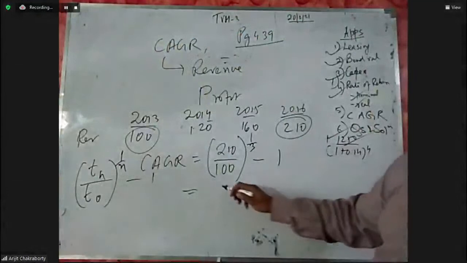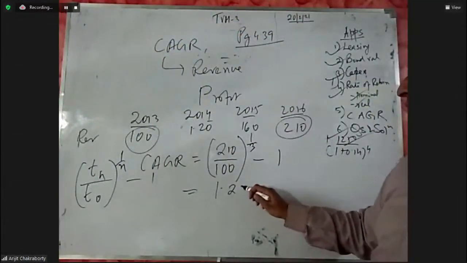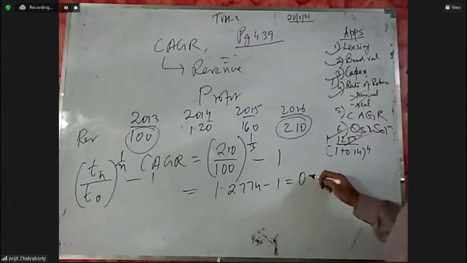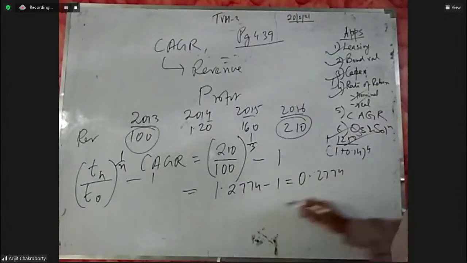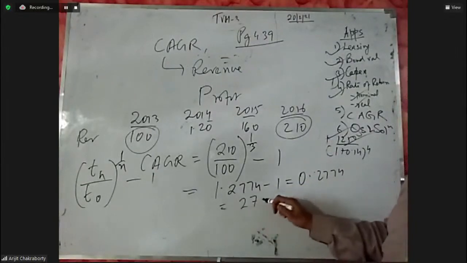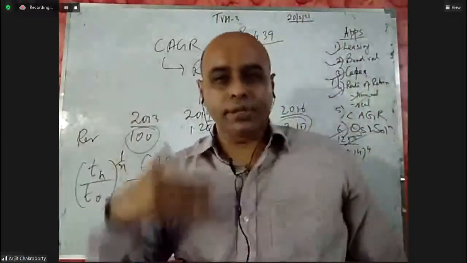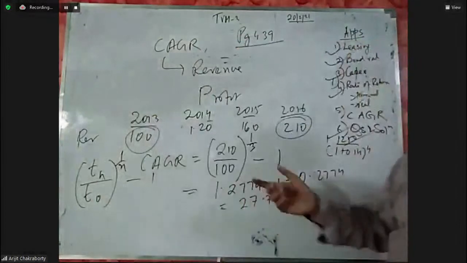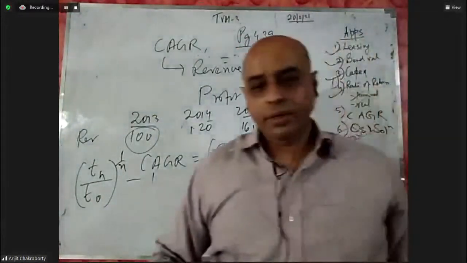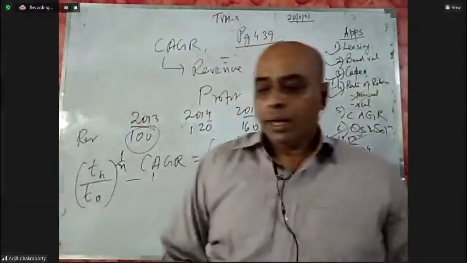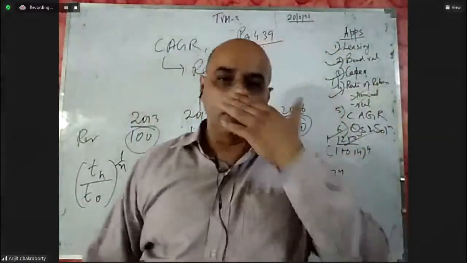So once you calculate, it will come to, from the study material, 1.2774 minus 1, that is 0.2774, and that means 27.74%. That means the compounded annual growth rate per year has been 27.74. Okay, so this is how we prepare the CAGR, and CAGR has a lot of applications.